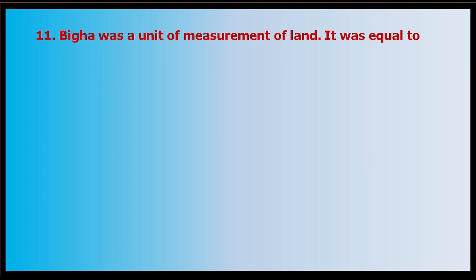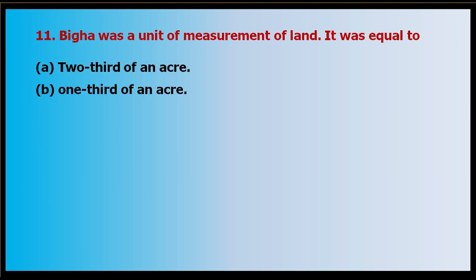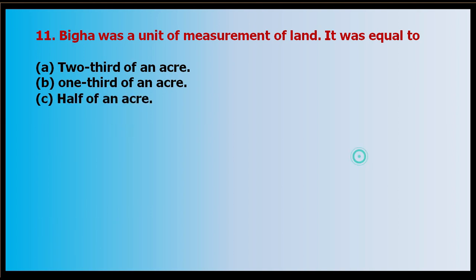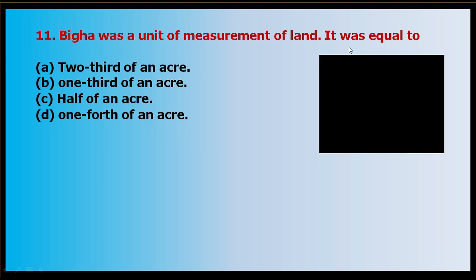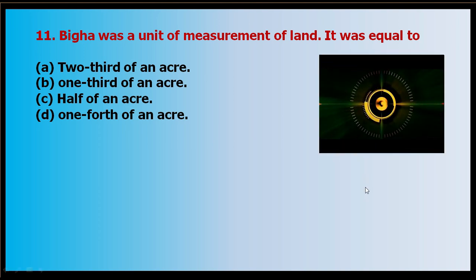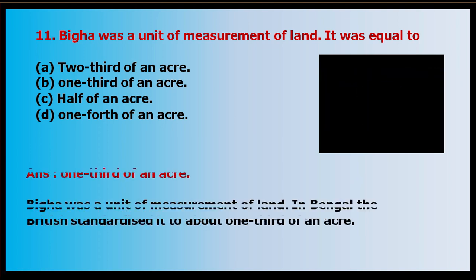Bigha was the unit of measurement, and it was equal to 2/3 of an acre, 1/3 of an acre, half of an acre, or 1/4 of an acre. And your time starts now. So the correct answer is 1/3 of an acre. Bigha was the unit of measurement of land, and Britishers in Bengal standardized it to about 1/3 of an acre. So it means 1 bigha was equal to 1/3 of an acre in Bengal.